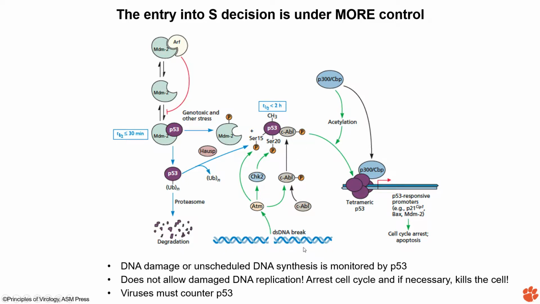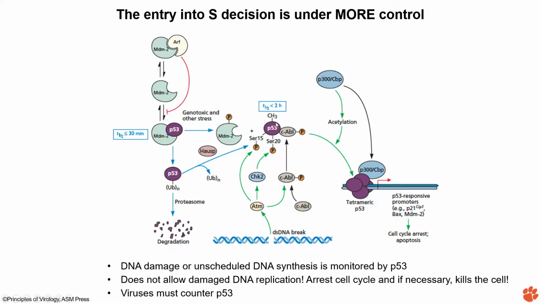Suppose there is a double-stranded DNA break. The DNA is constantly scanned by a protein called ATM. There is another protein called ATR, and these are all implicated in ataxia-related proteins. And then they have the checkpoint kinases, or c-Abl. All of them phosphorylate p53 at some specific residues. So these are checkpoint kinases phosphorylating.